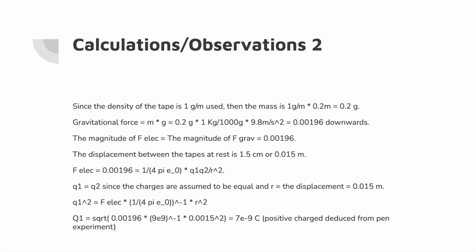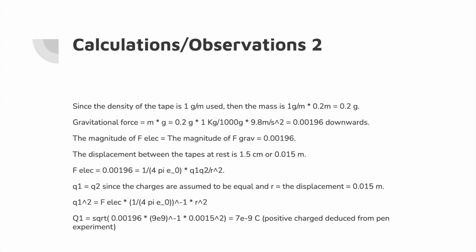Since the density of the tape we use is 1 gram per meter of the roll, the mass is 1 gram per meter times 0.2 meters, which is equal to 0.2 grams. The gravitational force on the tape, therefore, is m times g equals 0.2 grams times 1 kilogram over 1,000 grams times 9.8 meters per second squared, which is 0.00196 newtons downwards. The magnitude of the electric force is the magnitude of the gravitational force, since we assume they're equal, which is also equal to 0.00196 newtons upward in this case. The displacement between the two tapes at rest is 1.5 centimeters, or 0.015 meters.